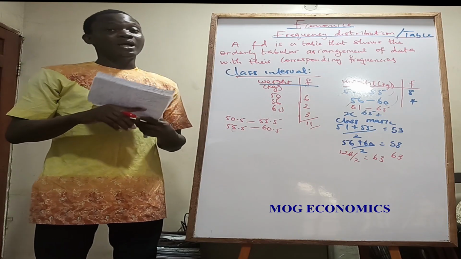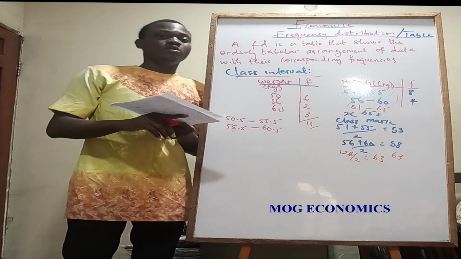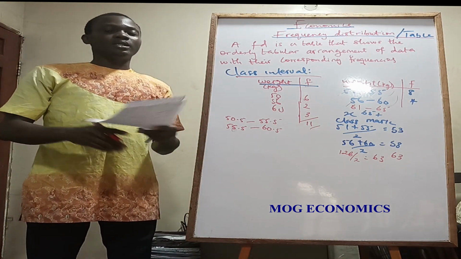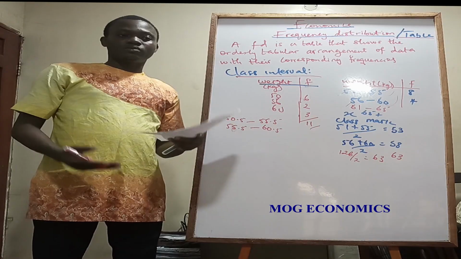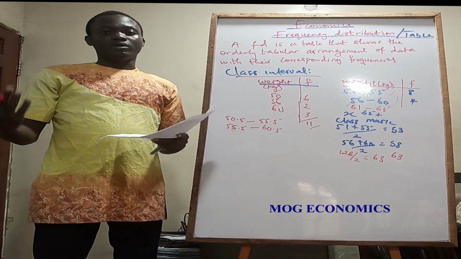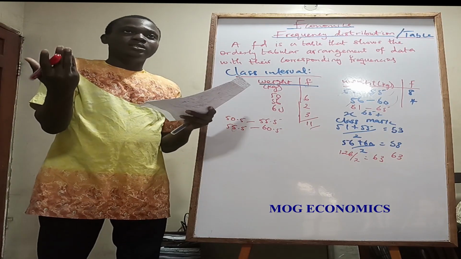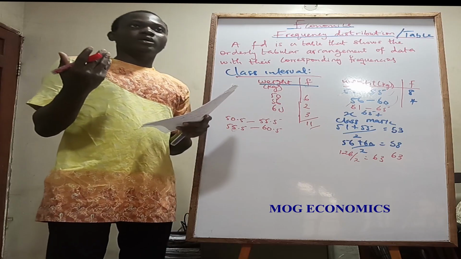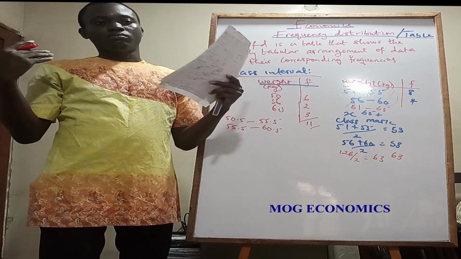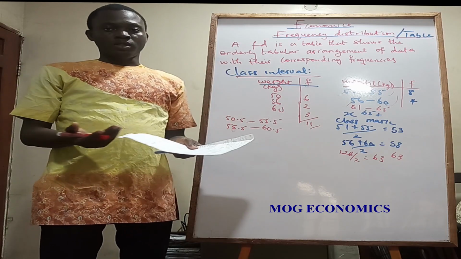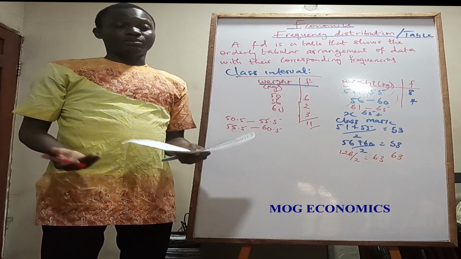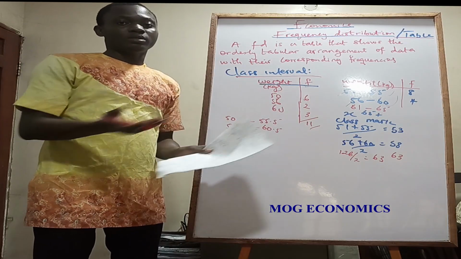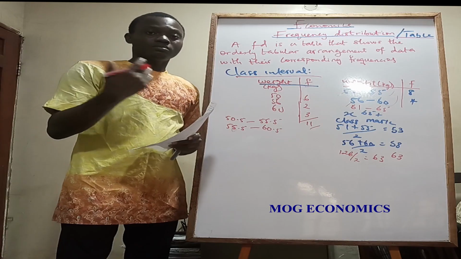Number two, look for the highest value, right? Then find the range. Range is always the difference between the highest value and the lowest value. And then find a suitable class interval that you can then apply to be able to generate your frequency distribution.